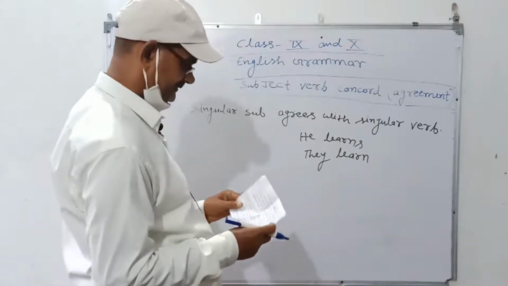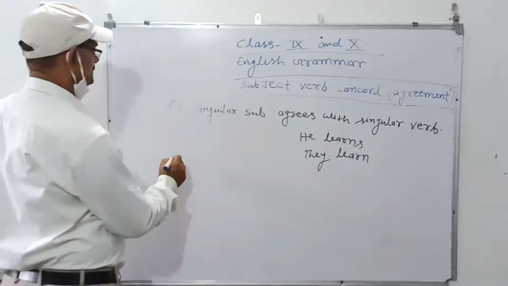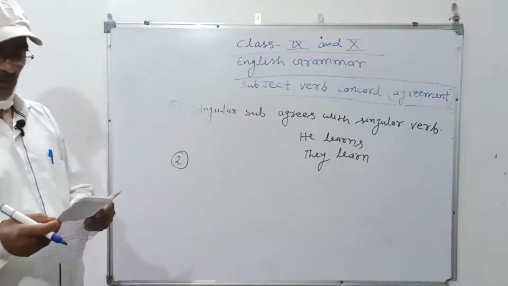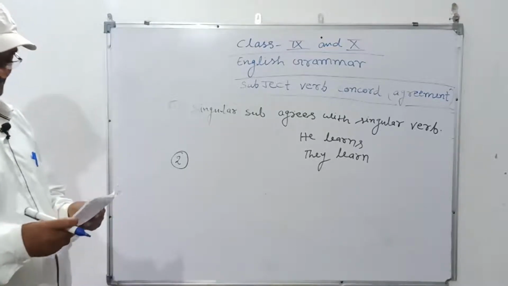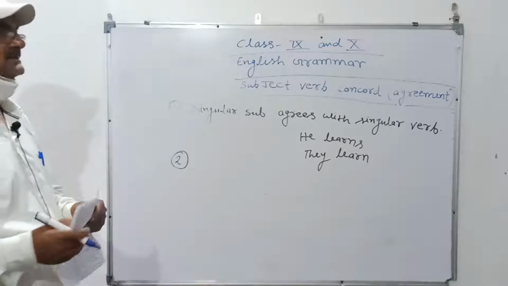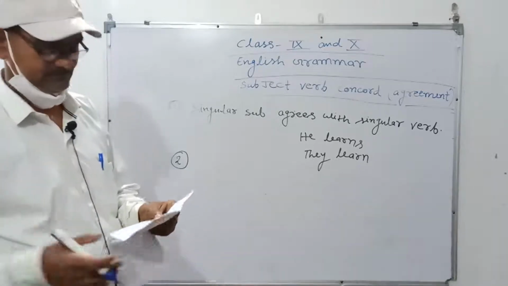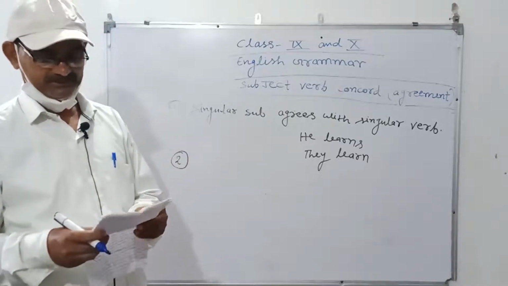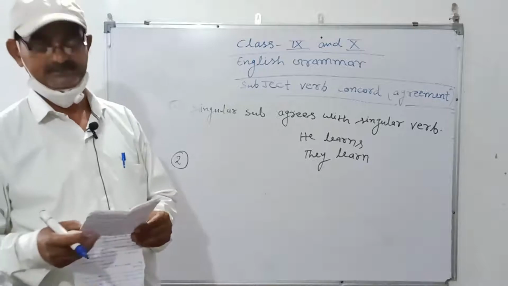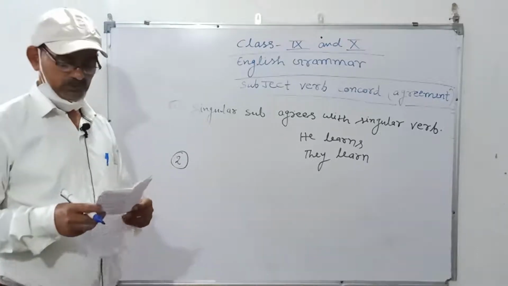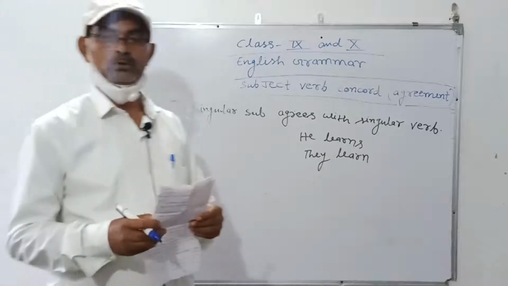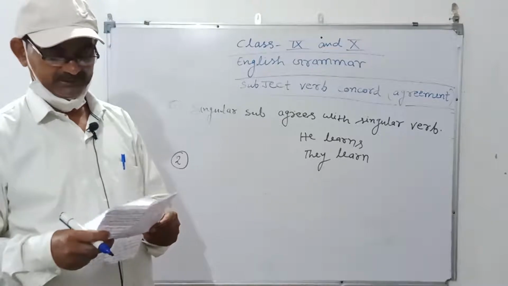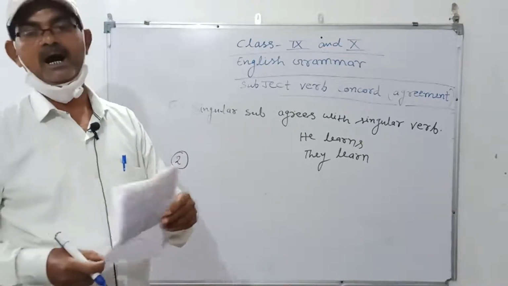Two or more subjects joined by and agree with a plural verb. In case in a sentence there is more than one subject, and they are joined by and, the verb agrees with a plural verb. So the verb agrees with a plural verb. You, he and I play. Sita and Gita are.